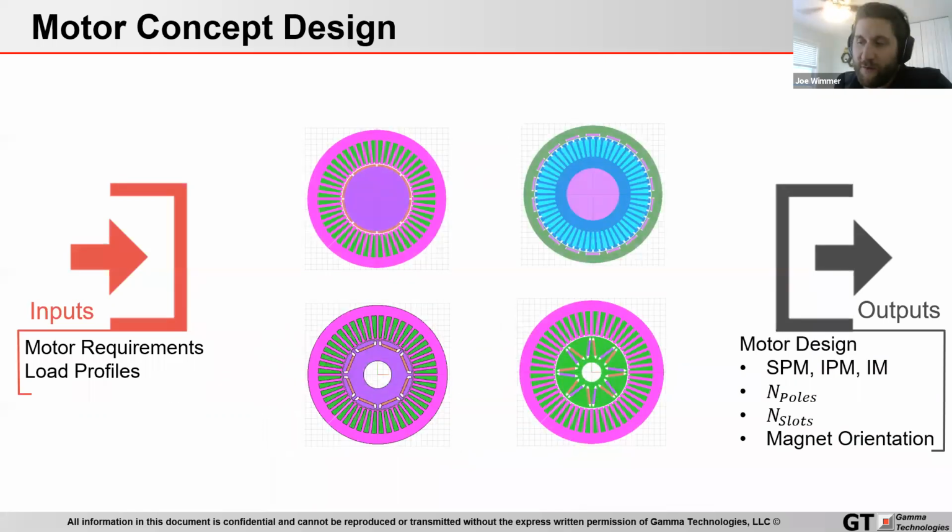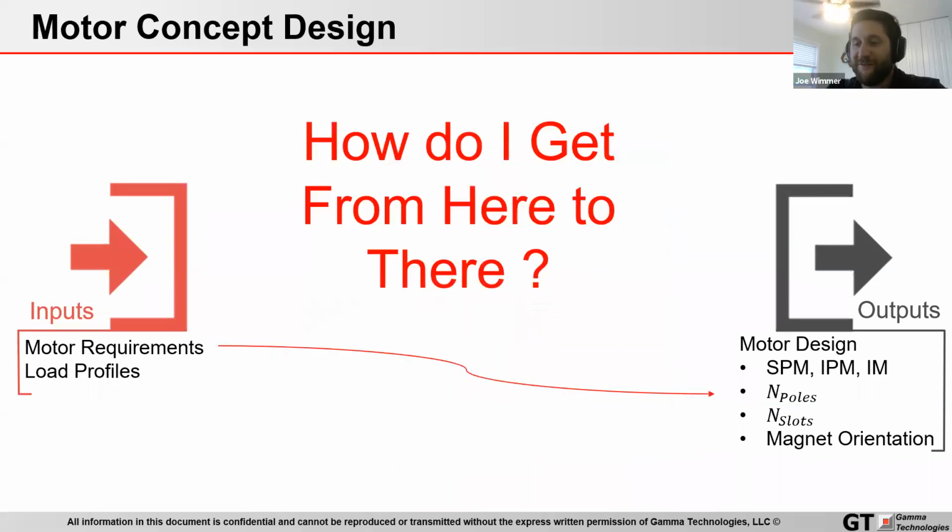And the outputs here will generally be the motor design. So this could be whether we want to have a surface mounted permanent magnet, an internal mounted permanent magnet machine, or an induction motor. How many poles, how many slots, what's the actual design or the orientation of the magnets, all these questions. Again, the big question mark, how do we get from these requirements into this motor design?